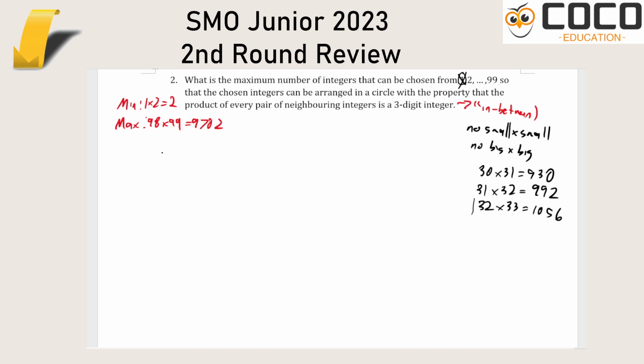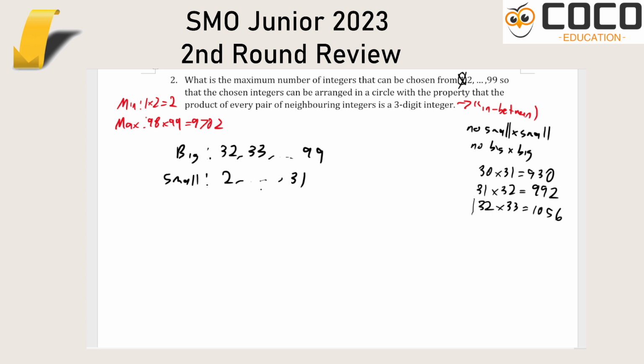So I'm going to call big numbers everything from 32 to 99, and I'm going to call small numbers everything from 2 to 31. I don't want to include 1 because, as we said, that's completely useless, so I don't want to accidentally put it in.